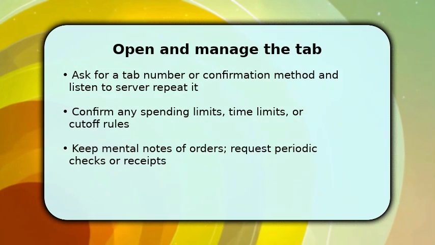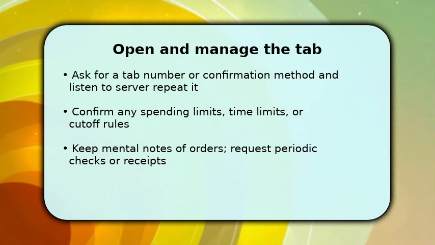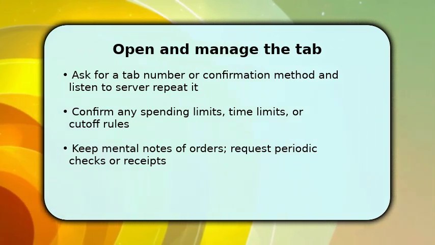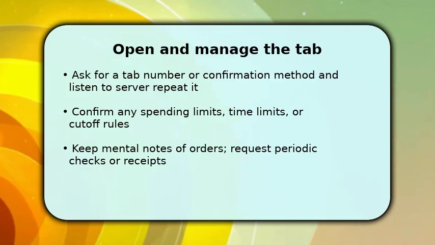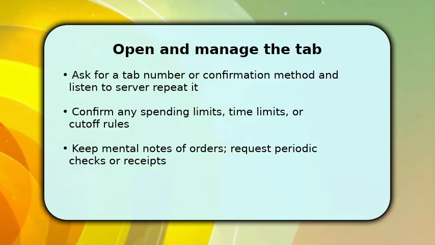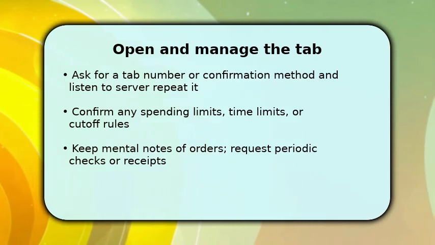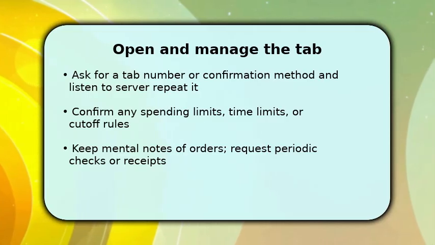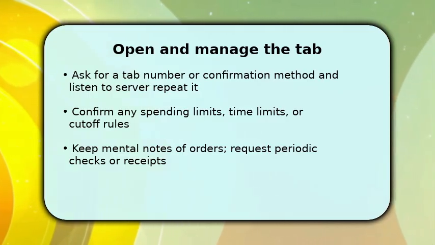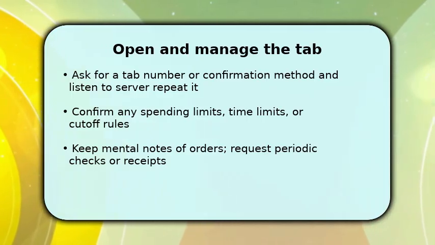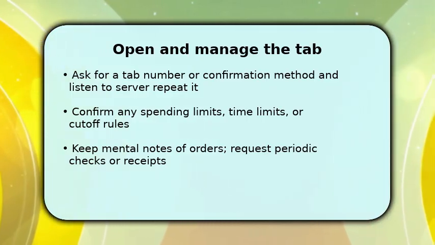Once the tab is open, take control of the middle steps by confirming practical details. Ask for the tab number, confirm spending or time limits, and note how they track orders. Under pressure, request that the server send interim receipts or announcements so you can monitor totals. Make sure to tell companions how you'll settle later and clarify whether tips are added automatically. These checks prevent surprises and let you continue with confidence while the tab grows.